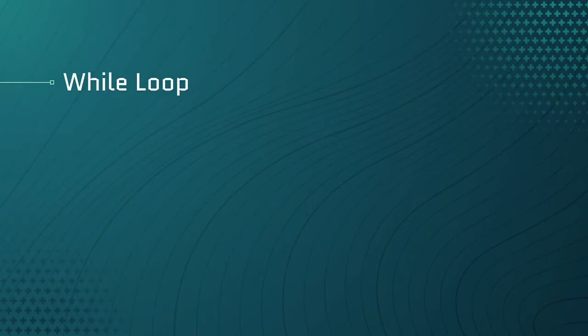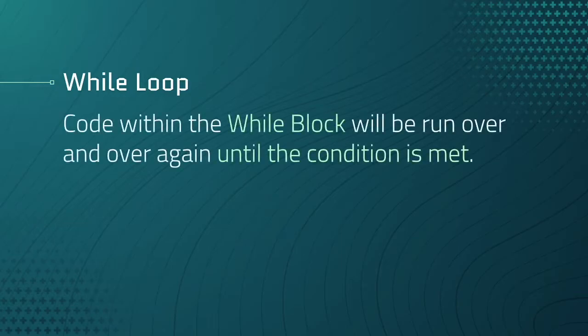The two loops we'll discuss in this lesson are the for and while loops. First up is the while loop. This is a more uncommon loop, but you use this loop when you need to perform some operations until a condition is met. In other words, any code within the while block will be run over and over again until the condition is met.